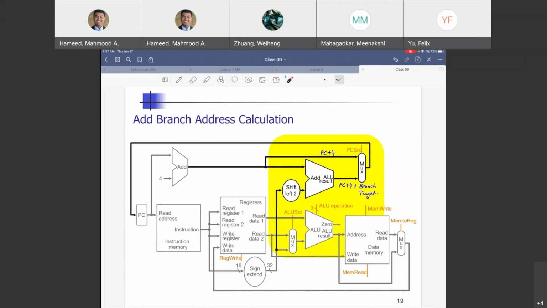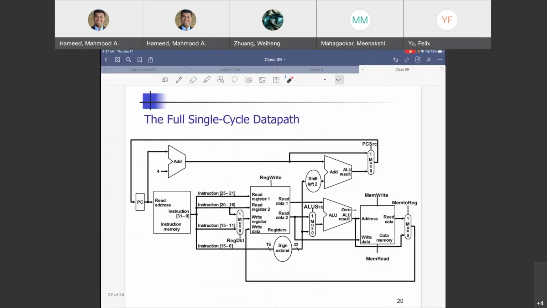Questions here? How we have added the branch address calculations? Straightforward? Okay. That's your full single cycle data path to support these 8 instructions. Instruction memory, PC, PC plus 4, PC plus 4 plus branch, to select between PC plus 4 and the branch address, PC source, ALU, memory. We have talked about this register here, the mux here, the controls, memory read and memory write. We've talked about all the things here.